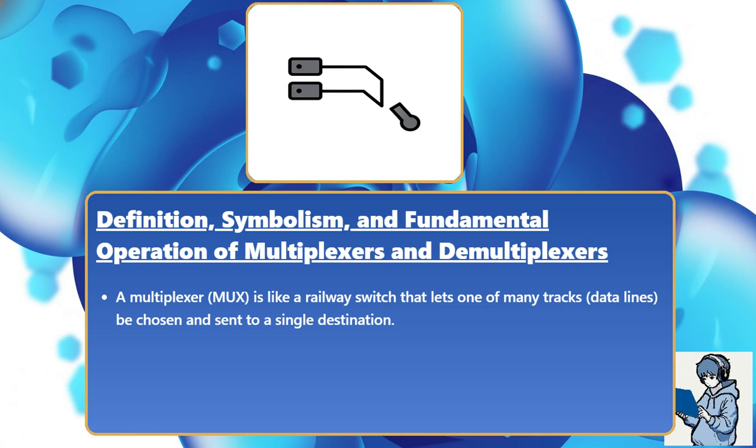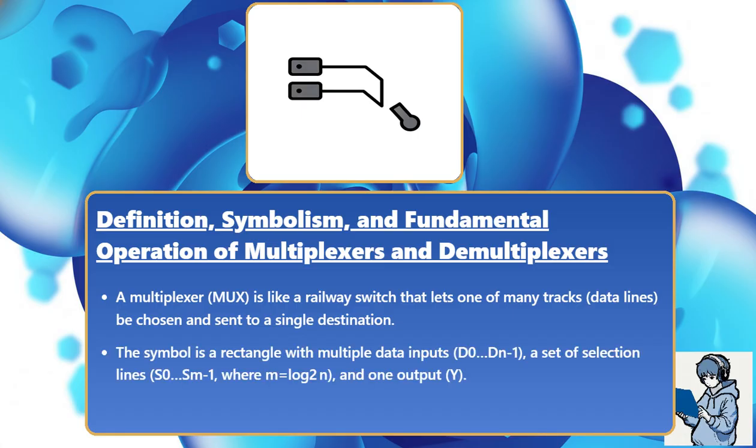A multiplexer, MUX, is like a railway switch that lets one of many tracks, data lines, be chosen and sent to a single destination. The symbol is a rectangle with multiple data inputs, D0 to Dn-1, a set of selection lines S0 to Sm-1, where m equals log base 2 of n, and one output y.